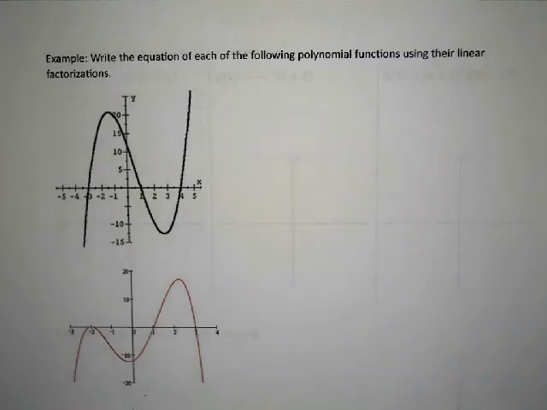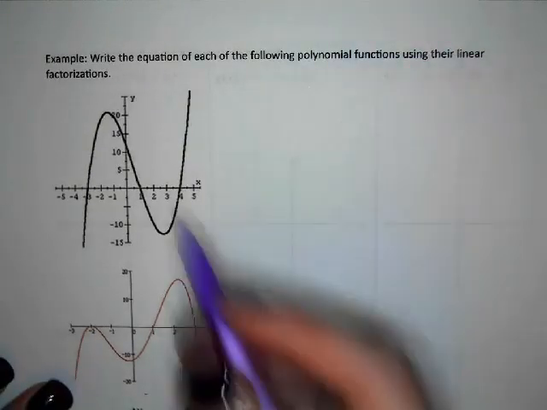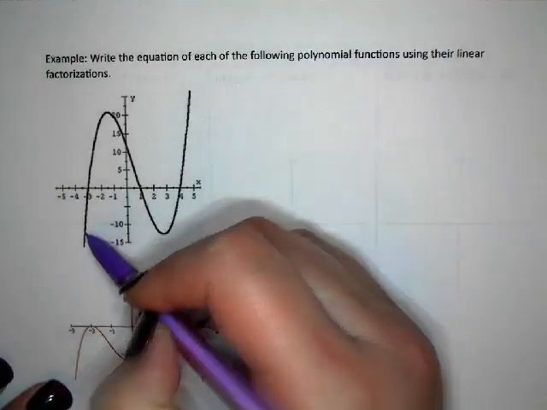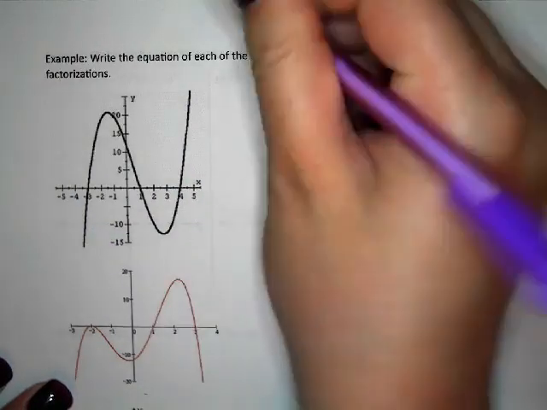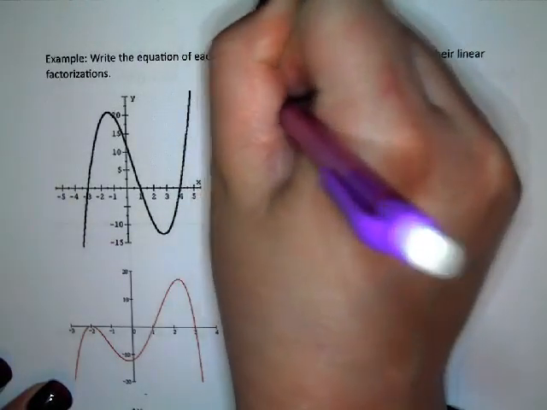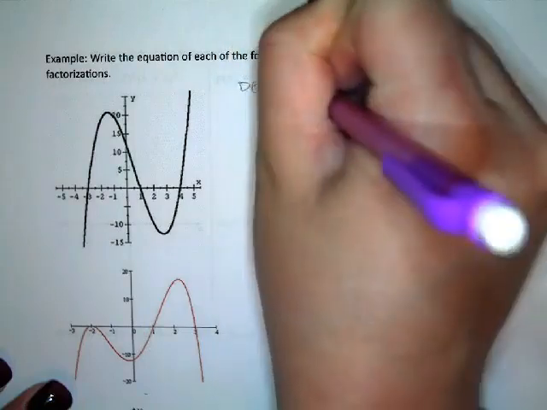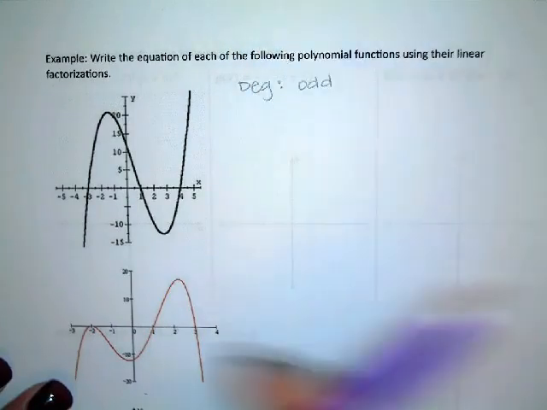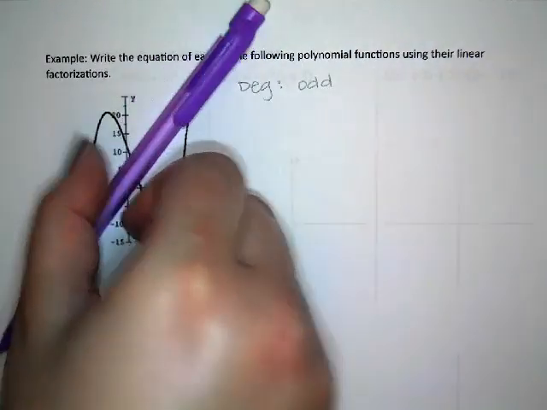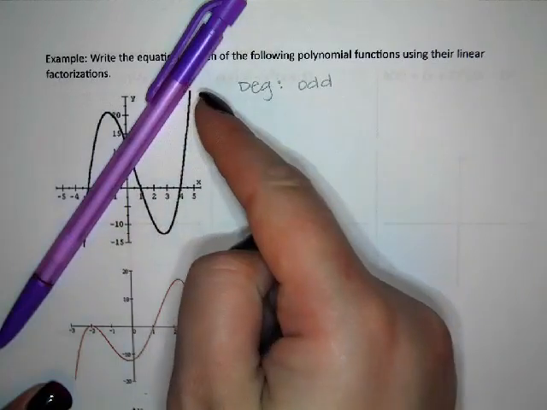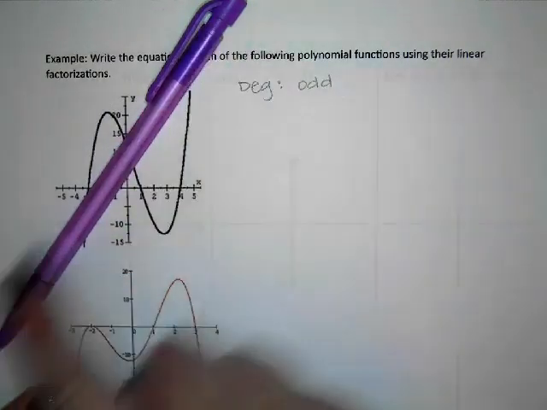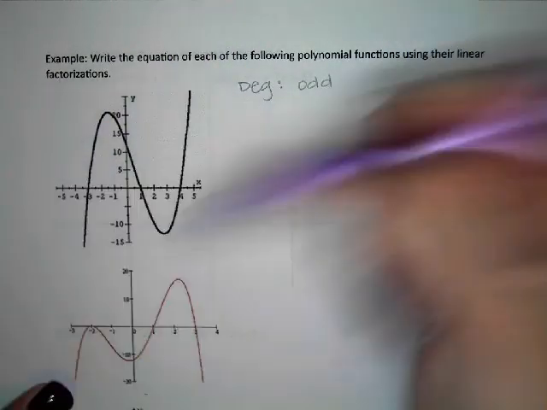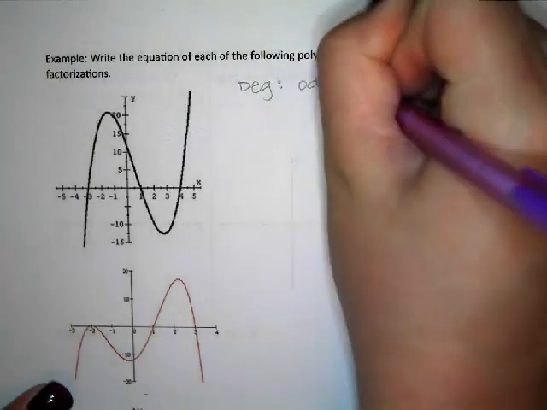So if we look at this first one, we can see that the arrows go in opposite directions, and that only happens with an odd degree. So we know that this degree is odd. We know that the arrow goes down on the left side and up on the right side, which is a positive slant overall. So we have an odd degree with a positive coefficient.